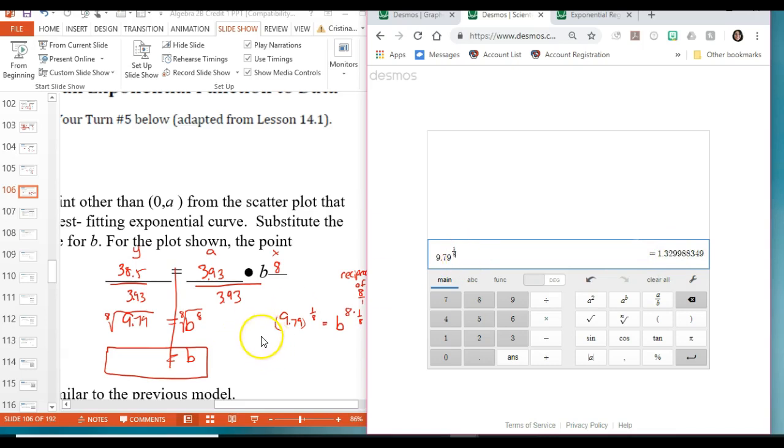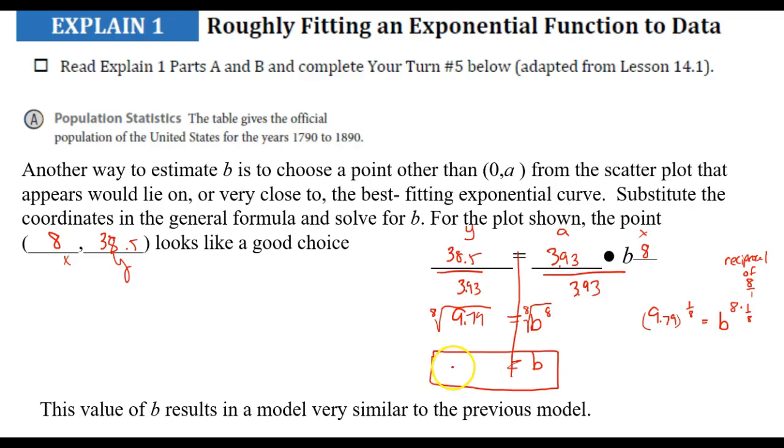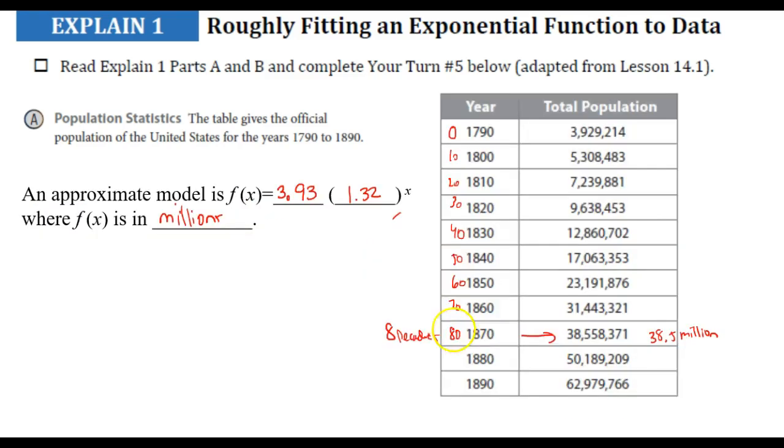And for those of you who are curious, can I still 8th root it? Well, let's see if we get the same amount. I'm going to use this function key, write 8 here and 9.79. And I do end up with the same amount. So whether I solve it this way or this way, I'm still going to get the same amount. So let's record that here. That would be about 1.329, which isn't that far off from what we originally got using the averaging. So we could use either one.